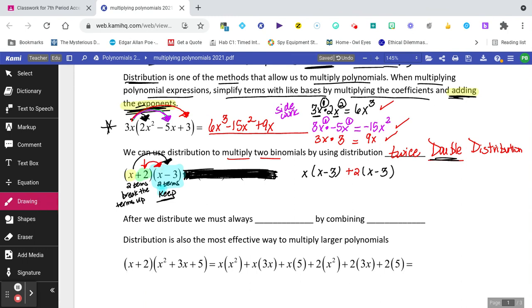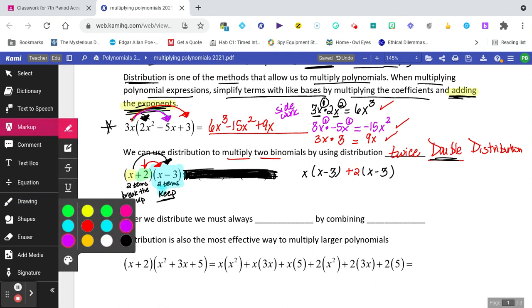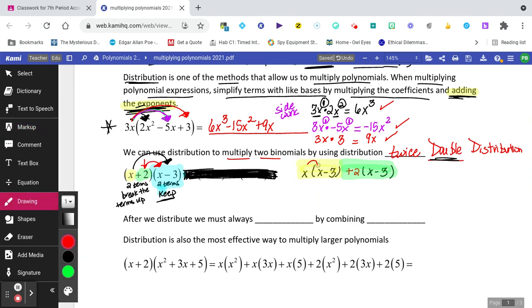Okay? So you just use distribution. It's called double distribution. You've seen this before. Actually, we did this in 7th grade too. So I'm going to multiply there, and I'm going to multiply here. But I have two sets of parentheses now, so I'm going to use the distributive property twice. So here I'm going to do x times x. Both of these are imaginary ones. That gives me x squared.